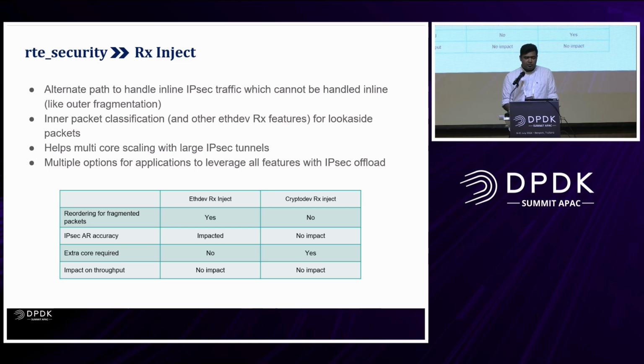So with either of these options, the net throughput that the main workers would deliver would be exactly the same. There won't be any change. For the main workers, all these packets would look like regular inline IPsec packets, and that's what actually delivers the performance.